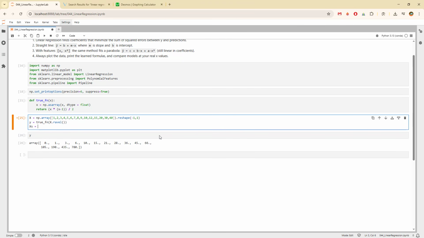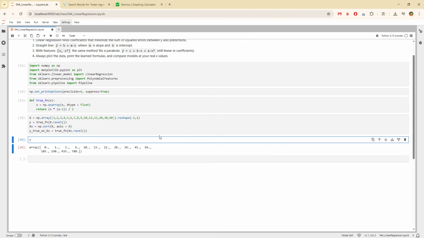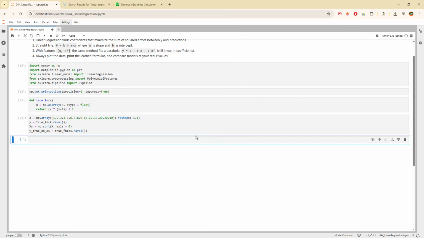memorizing it. Okay, so the x is np.sort of x on the axis 0, fair enough, and y_true is the true function on x.ravel. Yeah, does it work? y_true. Yeah, it works. Great.